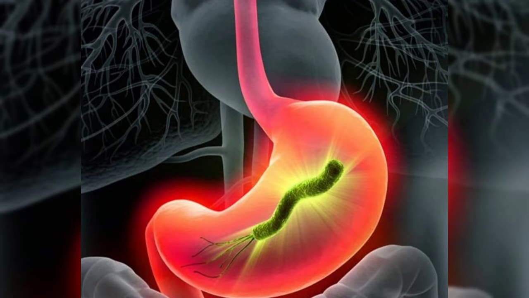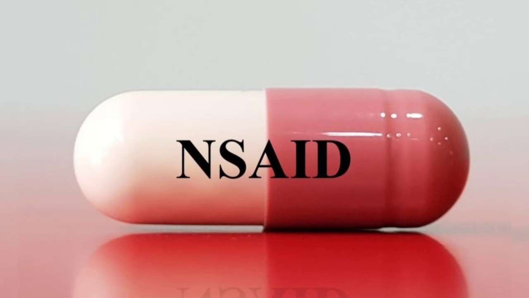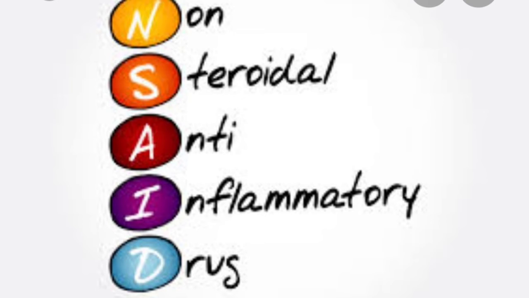Another cause of peptic ulcer disease can be due to long-term use of NSAIDs, such as aspirin and ibuprofen, because inhibition of COX-1 in the GI tract leads to reduction of prostaglandin secretion and mucosa, increasing the susceptibility to mucosal injury. NSAID stands for non-steroidal anti-inflammatory drug.